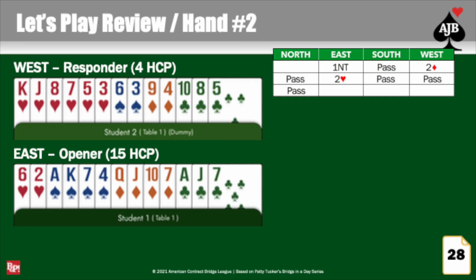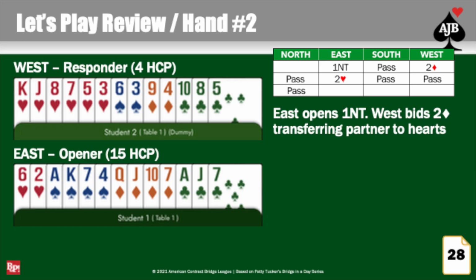And hand 2. East opened 1 no trump. West bid 2 diamonds. East bid 2 hearts, as they must. West looked at their hand, said, I only have 4 high card points. We don't want to be any higher. East's hand is going to take quite a few tricks with hearts as trumps. He's going to take probably 3 or 4 tricks. If you played in no trump, he might take 1 or 2. That's it.